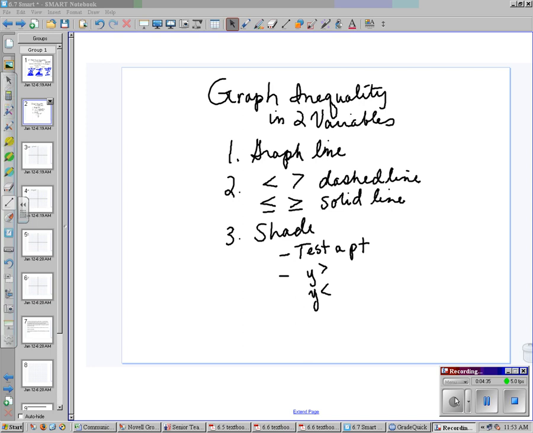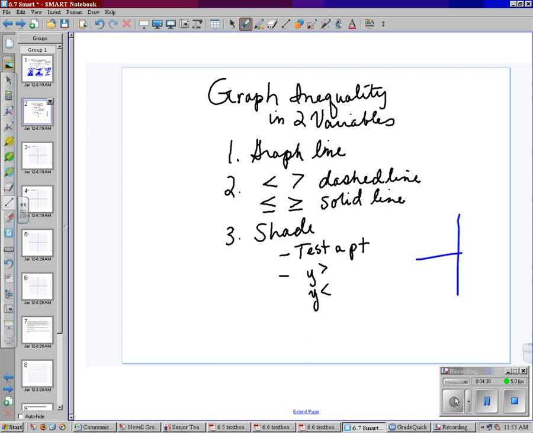The last part here is when you are looking at a coordinate plane and you've got a line drawn, you want to know whether you're going to shade above that line or whether you're going to shade below that line. One of the things that you can do is you can test a point. And for example, you could put in the point (0, 0) and see if it makes a true statement, just like you guys were doing back here. And if it makes a true statement, we want to shade the area that that point is in. If it makes a false statement, we want to shade the other side.